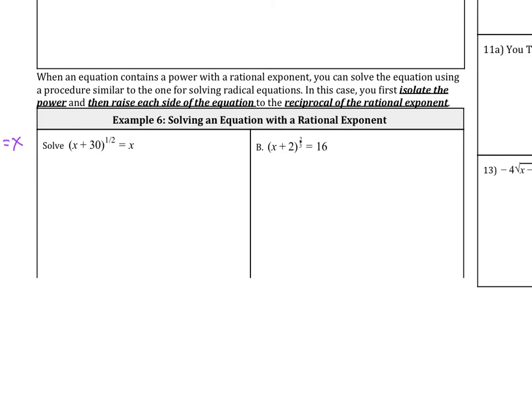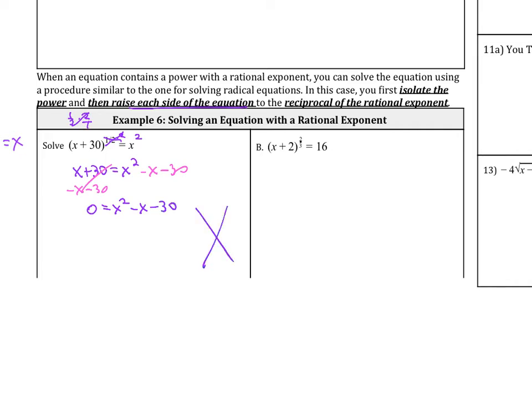So 1/2, what is the reciprocal of a half? The reciprocal of a half is 2. So that's why we're going to raise each side to the power of 2. 2 over 1, which is just 2. So notice when I do that, 1/2 times 2 cancels that exponent out. So now we have x plus 30 equals x squared. It's a quadratic, so we're going to set it equal to 0. So let's move everything to the other side. So this is 0 equals x squared minus x minus 30.